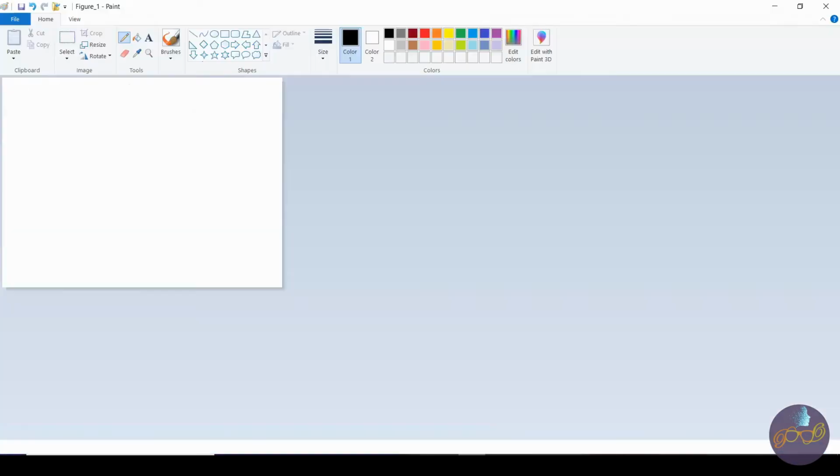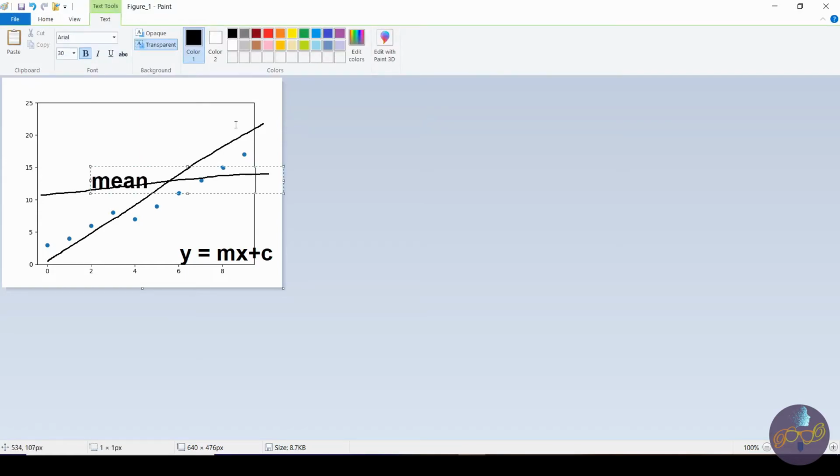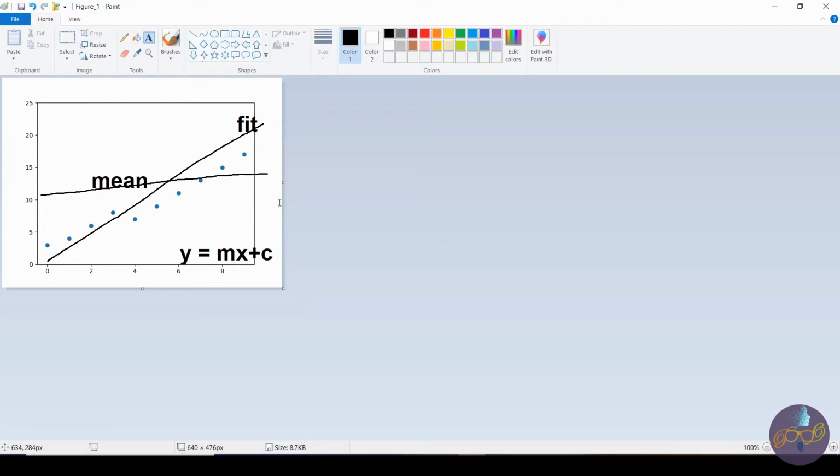Let's understand one more topic, which is squared error. Suppose the best fitted line which we have found using the slope and intercept is this, and the mean value of these points is a constant value. Suppose that constant value represents this line. So let's say it is the mean line and this line is the fit line. Now these dots are the actual values of x and the fit represents the predicted value. So the error between actual and predicted is this.